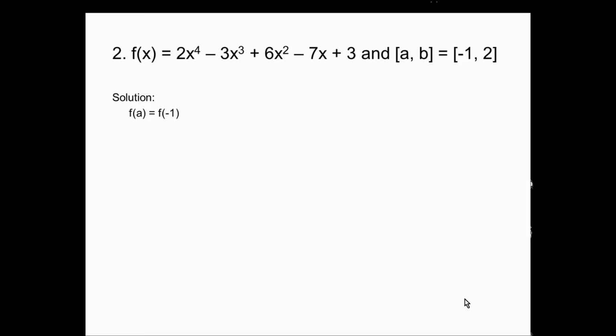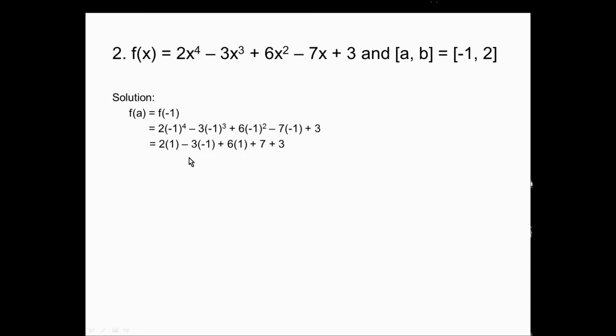So again, evaluate f of a and f of b and see what happens. So f of a is going to be f of negative 1. I'm going to have 2 times negative 1 to the 4th, minus 3 times negative 1 cubed, plus 6 times negative 1 squared, minus 7 times negative 1 plus 3. So I've got 2 minus 3 times negative 1, plus 6 times 1, plus 7 plus 3.